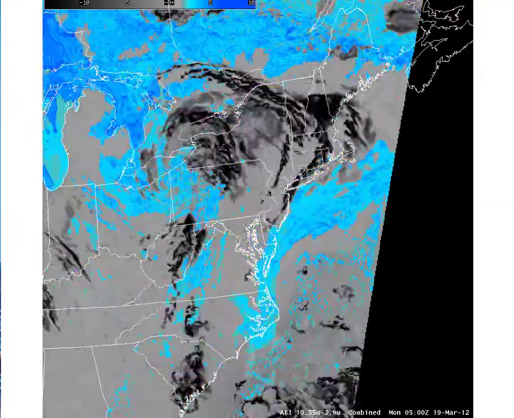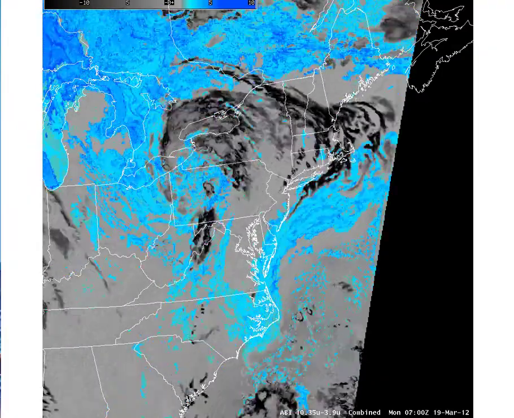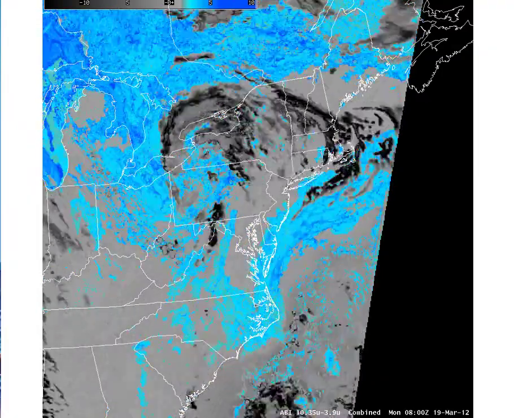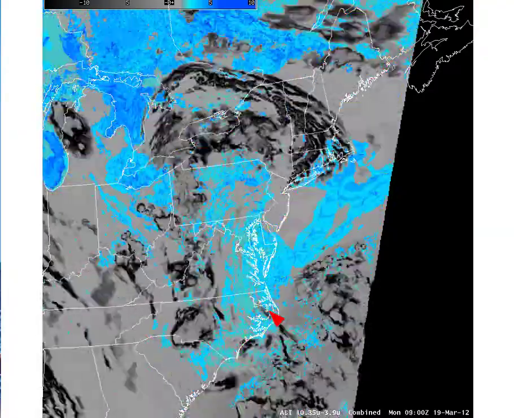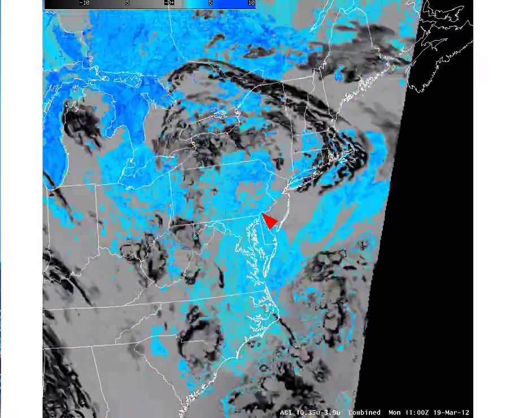Up to 8Z, the trend appears to be the advection of low clouds from the Atlantic westward towards the coastline. With the new model run, we see extensive low cloud development from eastern North Carolina northward to Pennsylvania.